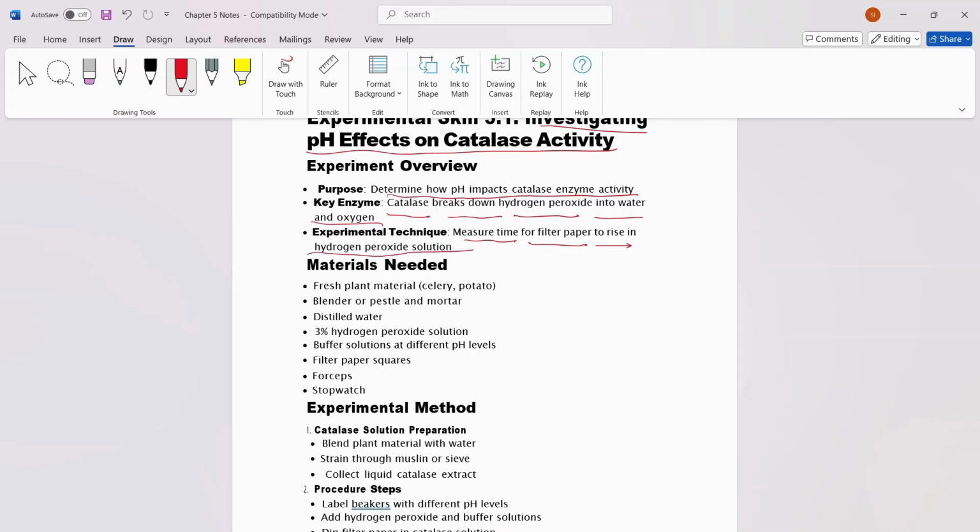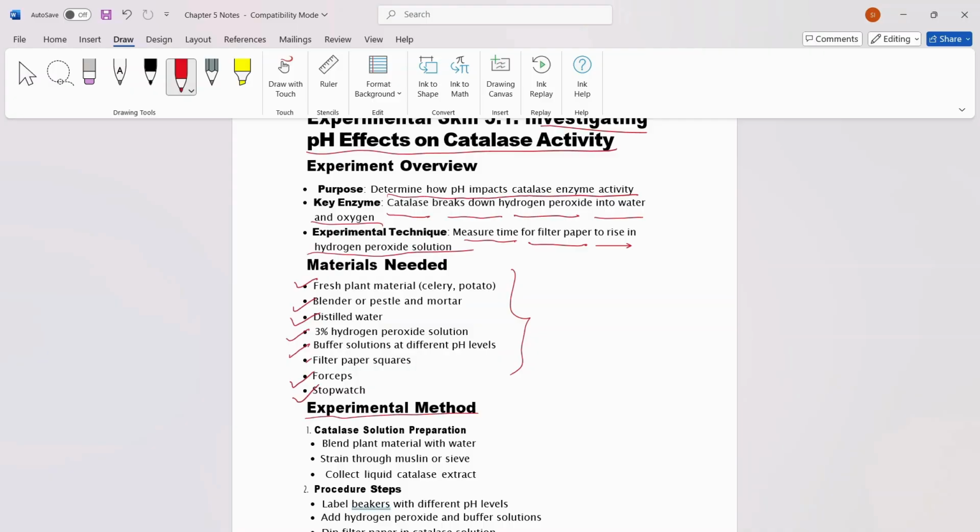Materials needed: fresh plant material, celery or potato, blender or pestle and mortar, distilled water, 3% hydrogen peroxide solution, buffer solution at different pH levels, filter paper squares, forceps, stopwatch, at least 3 to 4. Remember it, it comes in the short question. Maybe they will ask you to write some of the materials to test this catalase activity.